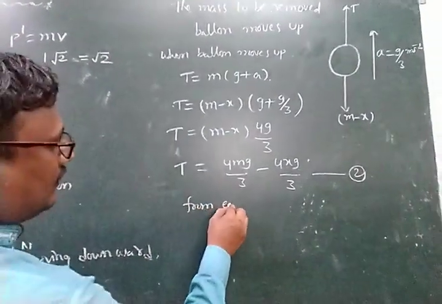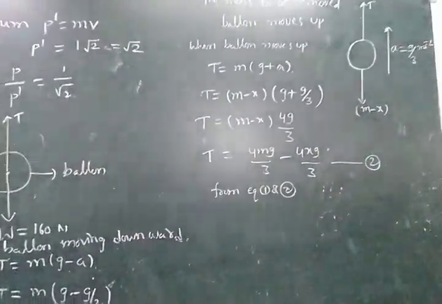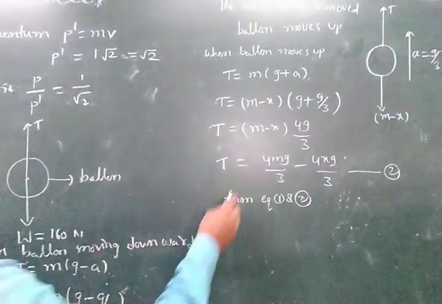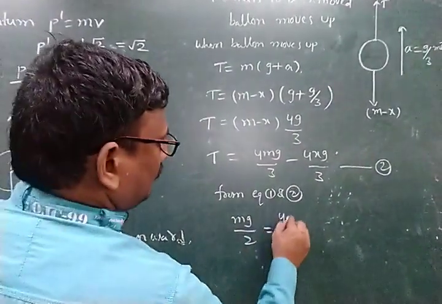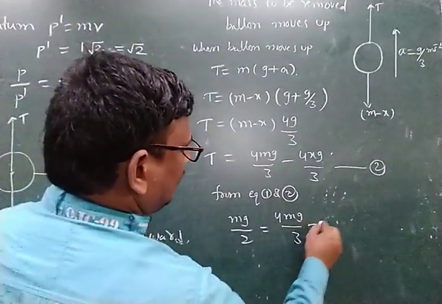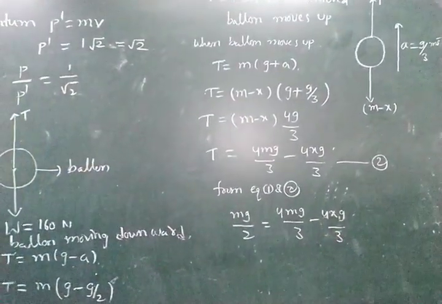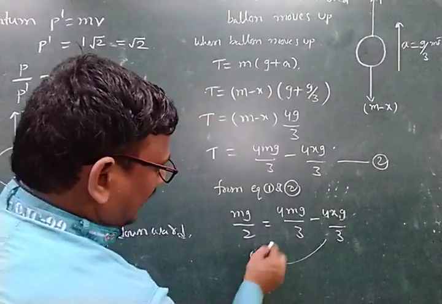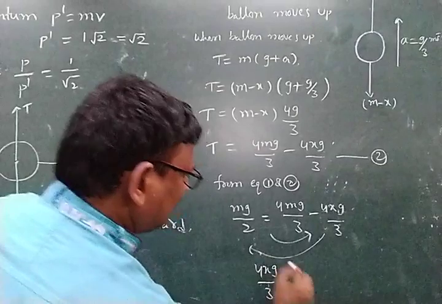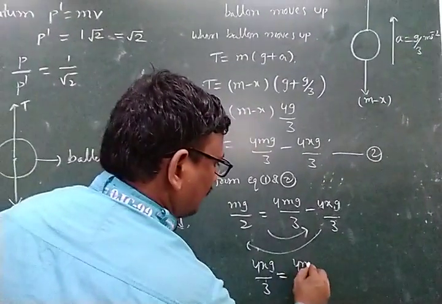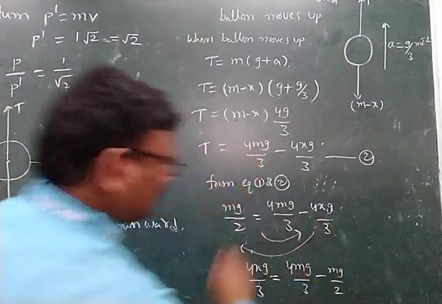From equation 1 and 2. Equation 1 is mg by 2. Substitute here: mg by 2 is equal to 4mg by 3 minus 4xg by 3. Now, taking this term to this side, 4xg by 3 is equal to 4 into mg by 3 minus mg by 2.